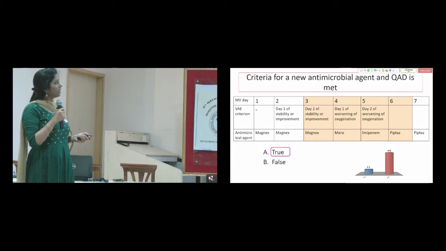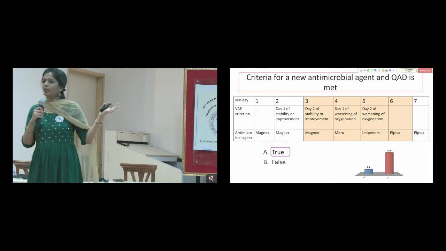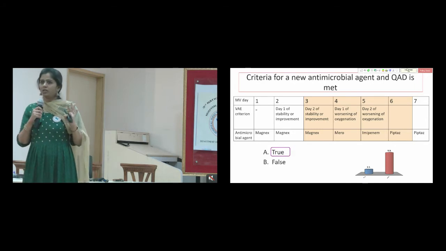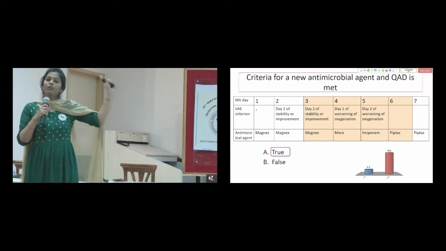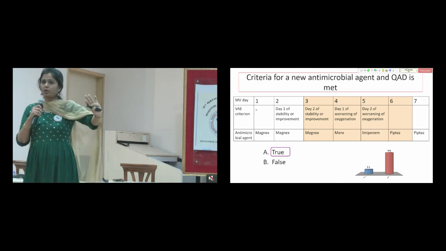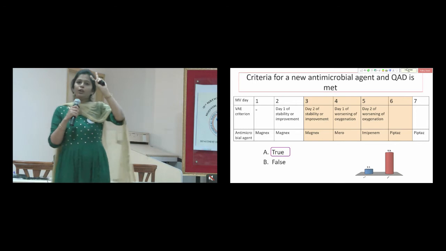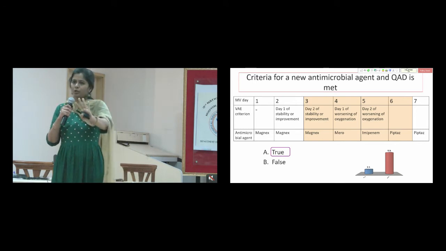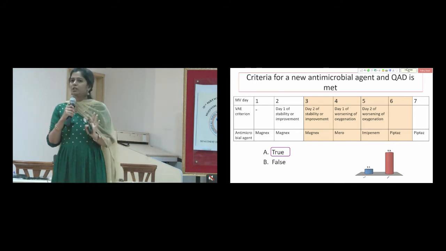Imipenem is given in the window period, not given in the preceding 2 days. So it is QAD 2. Piptaz is started in the window period, not given in the preceding 2 days, it is QAD 3. Even though this is outside, just because it is started in the window period, it is a qualifying antimicrobial agent. Any doubt in this question? Even though there are 4 different antimicrobial agents, each has to fulfill 2 criteria: started in the window period, not given in the preceding 2 days.